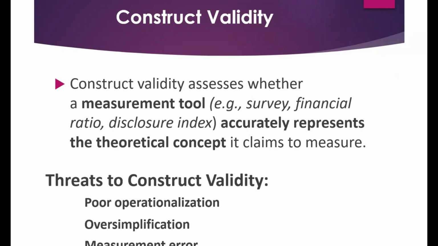So why is it important in accounting research? Now, many accounting concepts like earnings quality, corporate governance, audit risk, they are abstract and cannot be directly observed. So researchers must use proxies such as discretionary accruals for earnings quality, board independence for governance. So if these proxies don't truly capture the concept, the study's conclusions may be flawed.